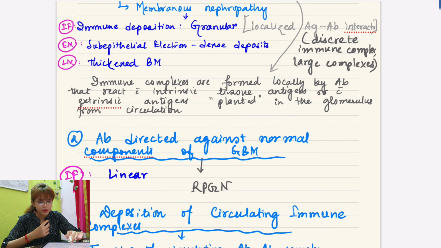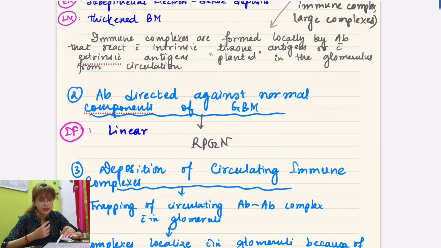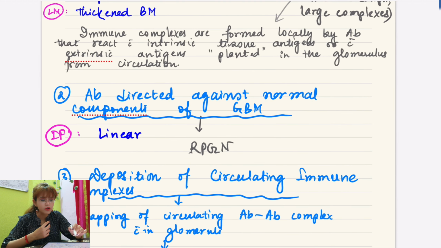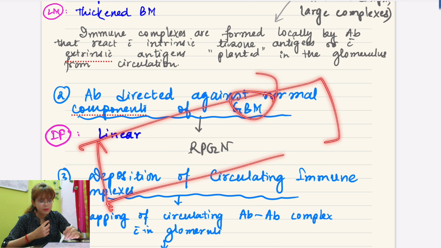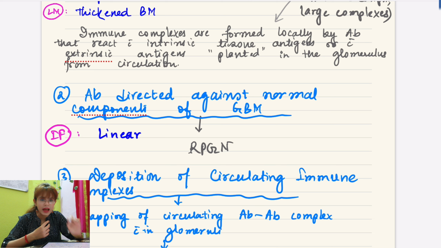So now we are done with this. Whenever there is in situ immune complex, there is going to be granular deposit. And if you talk about the antibody now directed against the normal components of the GBM, so if this is the GBM and you have the antibody which is directed against the normal or the intrinsic components, then that will give rise to a linear deposit, or rather a linear kind of immunofluorescence. There is no granular deposit. This is a linear kind of a deposit, and this happens in RPGN. Why? Because there is no immune complex formation here, you just have the antibody, and therefore this is the linear immunofluorescence pattern which is seen in the case of RPGN.